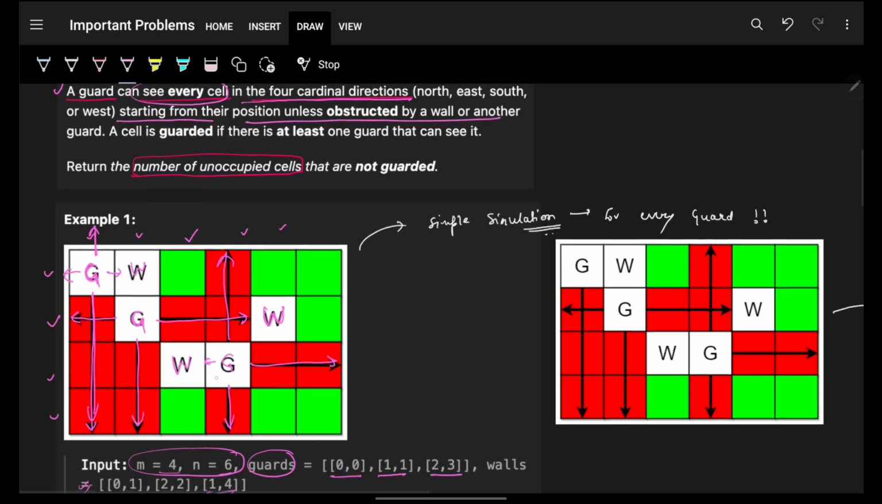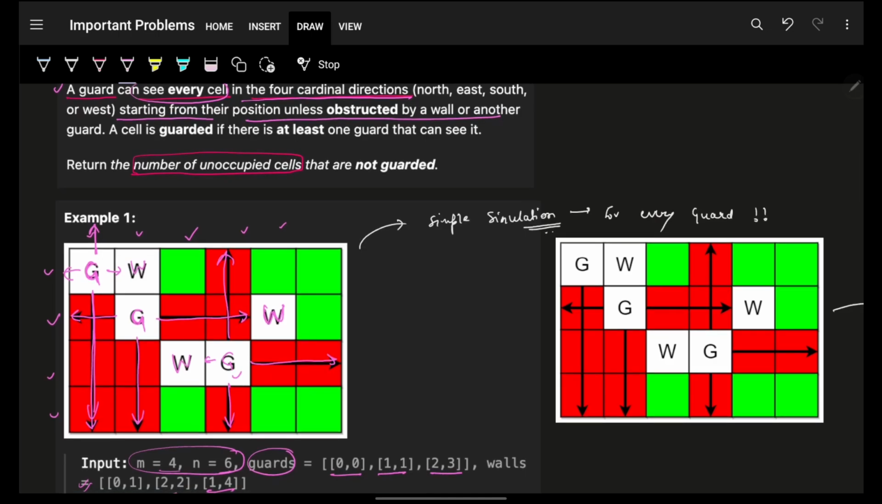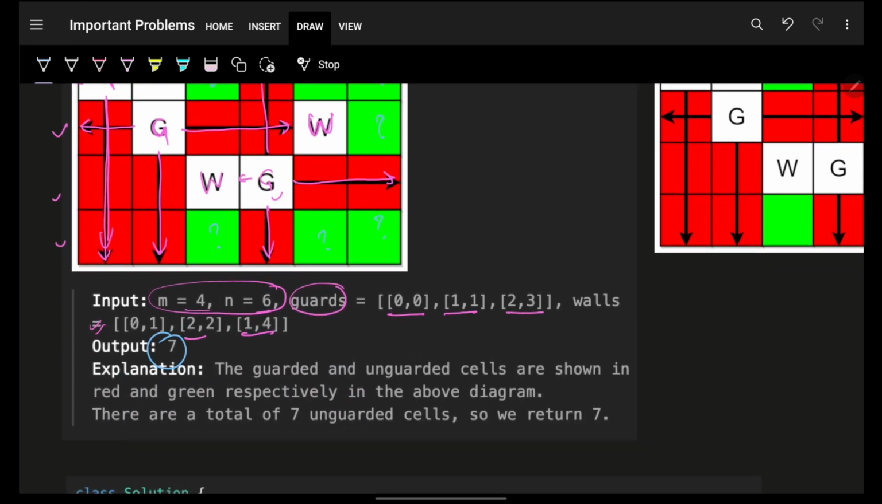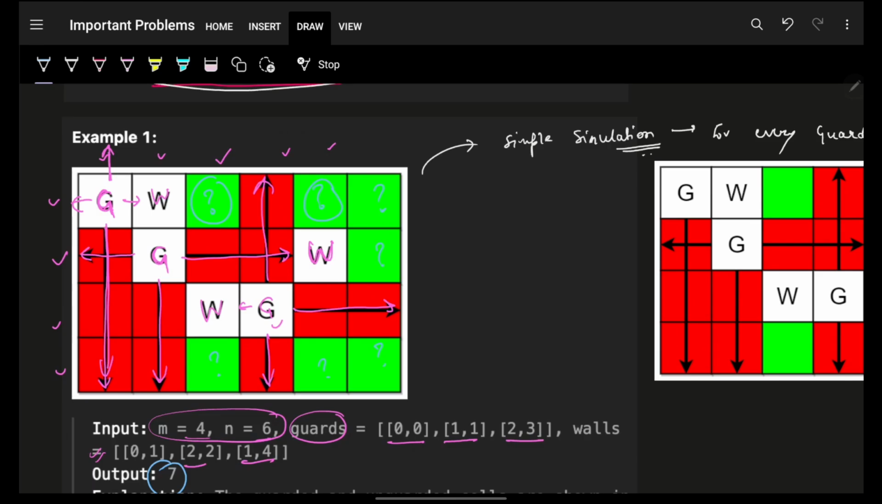So after we see where all these guards can actually see, we have to return the number of unoccupied cells which are not visible by guards. As you can see, all these green locations are the cells which are unoccupied and not guarded. Thus the count is 1, 2, 3, 4, 5, 6, 7.